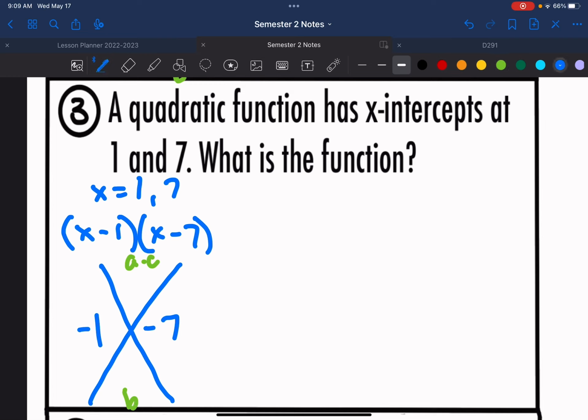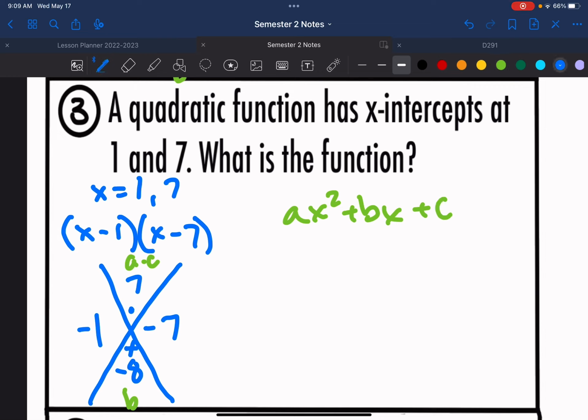So I got -1 times -7 for the top. That's going to be a +7. And then for the bottom, I'm adding these together. I got -1 plus -7. That's going to give me -8. Cool. So again, I'm going to put this into my original formula.